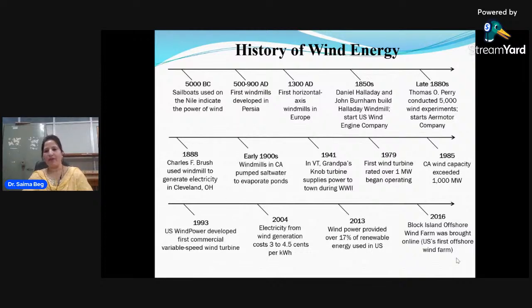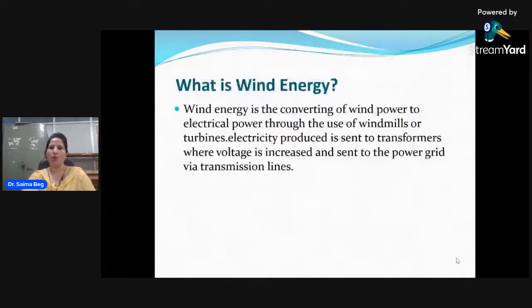In 1985, California wind capacity exceeded 1,000 megawatts. In 1993, US wind power developed the first commercial variable speed wind turbine. In 2004, electricity from wind generation cost 3 to 4.5 cents per kilowatt hour. In 2013, wind power provided over 17% of the renewable energy used in the US. In 2016, the Block Island offshore wind farm was brought online. So this is a brief history of wind energy.